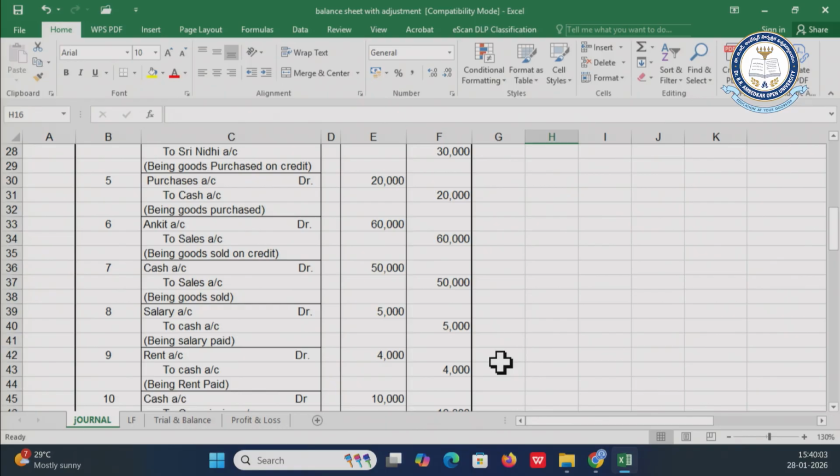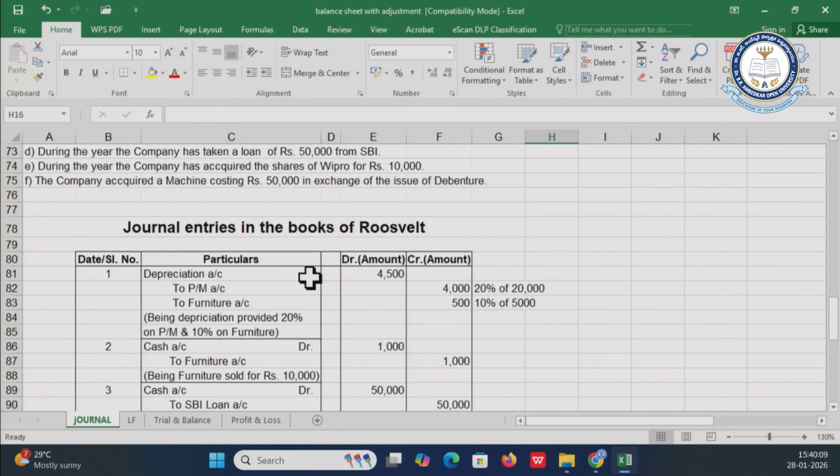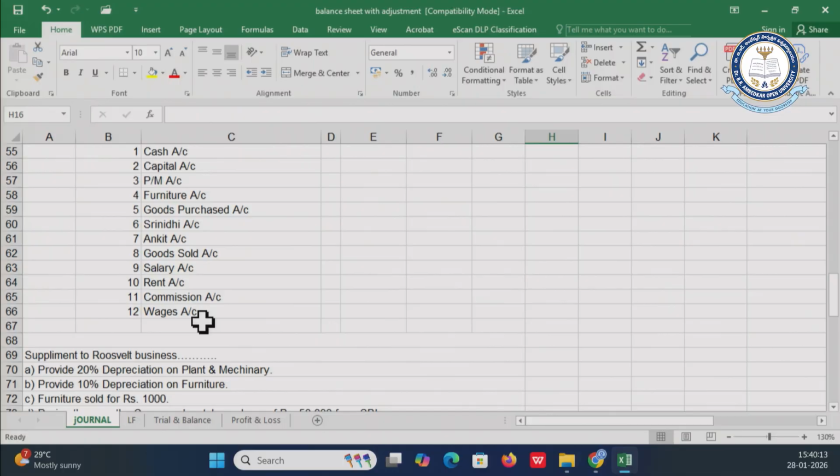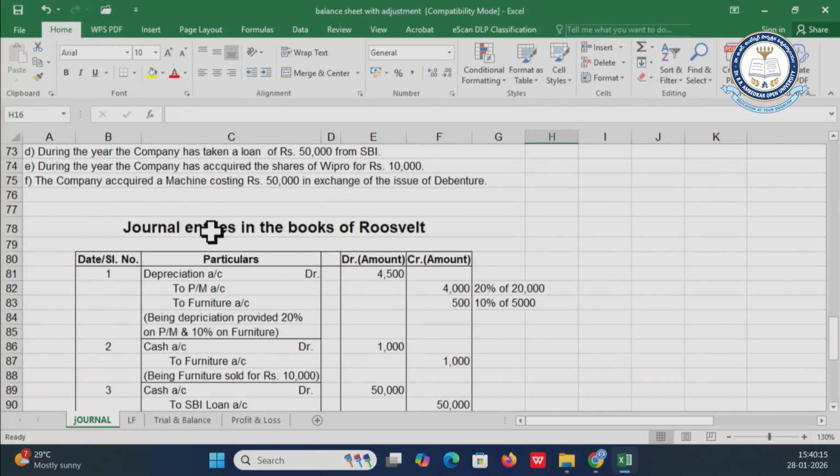So in light of this, let us look into some of the journal entries we have prepared. These are the journal entries we have prepared by applying those three rules, and these are the accounts we prepared in the previous caselet. Now we have additional information.